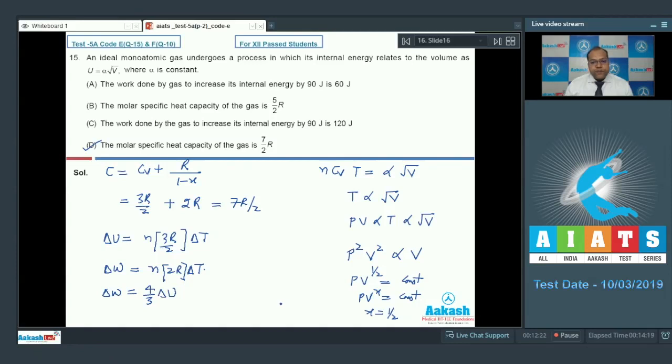Now in the given options, if the internal energy increases by 90 joule, then I have to substitute the value 4 by 3 of 90, then it comes out to be 120 joule. Then the work done by the gas is 120 joule. So option C is correct and A is wrong. So the correct answer for question number 15 are options C and D. Let's move to question number 16.